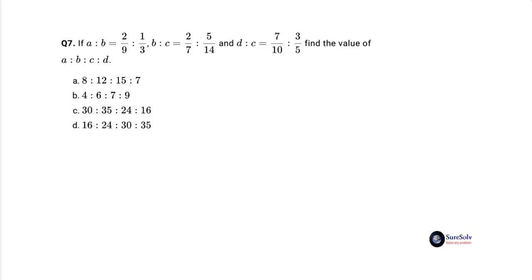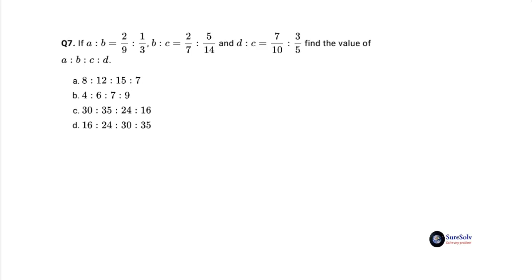Question 7 is, if a is to b equal to 2 by 9 is to 1 by 3, b is to c equal to 2 by 7 is to 5 by 14, and d is to c equal to 7 by 10 is to 3 by 5, find the value of a is to b is to c is to d. Option A, 8 is to 12 is to 15 is to 7. Option B, 4 is to 6 is to 7 is to 9. Option C, 30 is to 35 is to 24 is to 16. And option D, 16 is to 24 is to 30 is to 35.